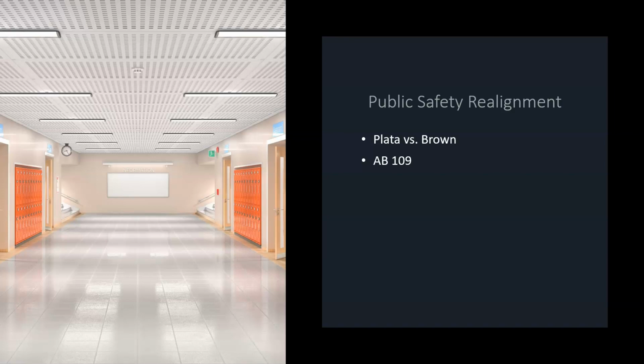So ultimately, if you are not a serious violent felon in California, you are not going to prison. That's basically one of the things AB 109 did. It also sent inmates back to their county of origin and let the county handle them as opposed to the state Department of Corrections.